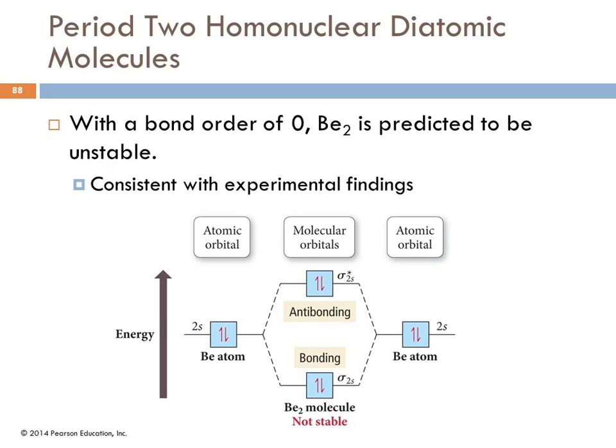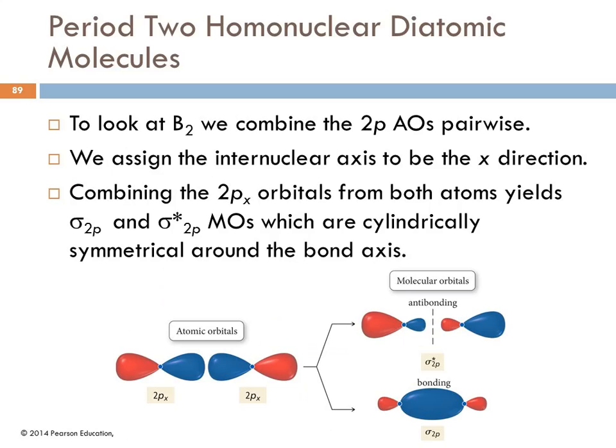Question? So beryllium and oxygen both have full 2s orbitals. Why is oxygen diatomic and beryllium's not? We'll get to that. Patience. We're working our way up. Let's look at B2, boron.